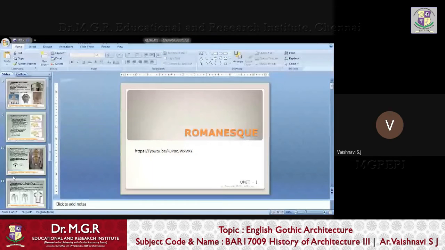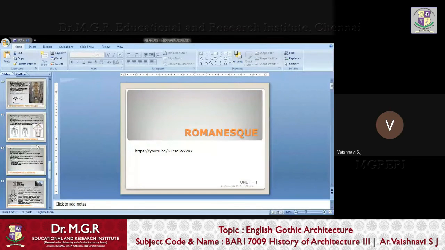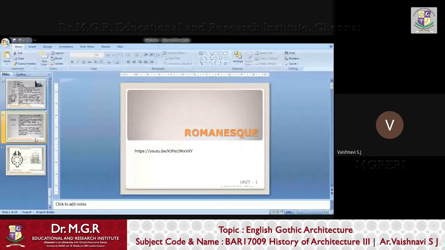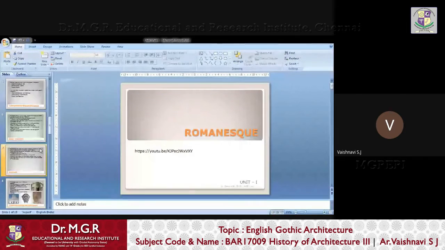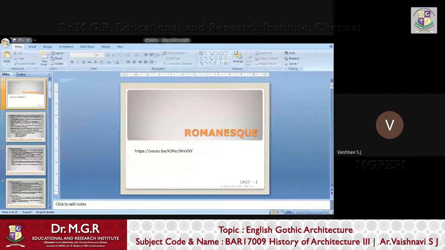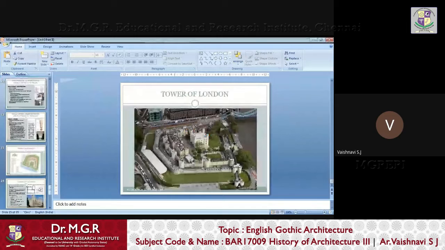Do you remember what we saw in the last class about the walls, the brick wall? I told you about barrel wall, brick wall, groin wall. Do you remember that? So we'll be seeing part two, part two of unit one.